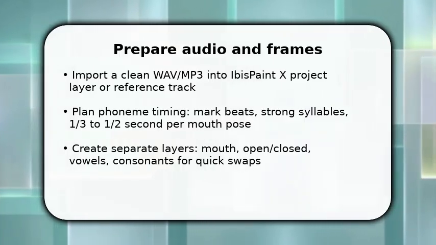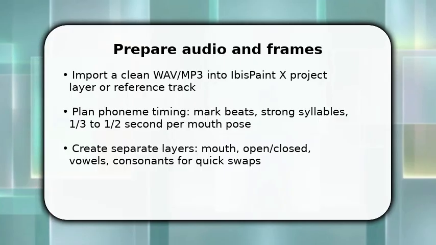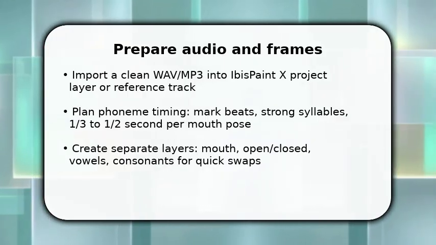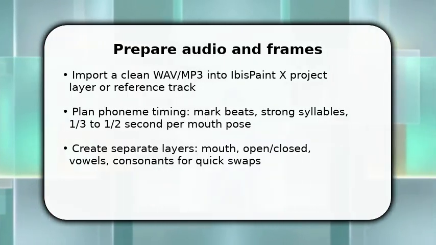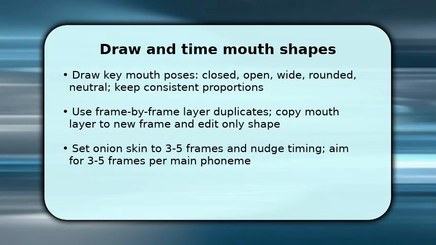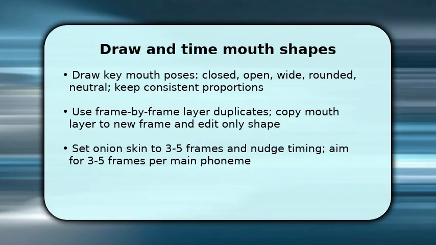Make layers for mouth shapes so you can swap them without redrawing whole frames. This upfront organization saves countless edits later. You now create the actual mouth shapes and place them on sequential frames. Draw clear, distinct key poses, closed, wide, rounded, and keep scale identical to avoid a jarring cut.